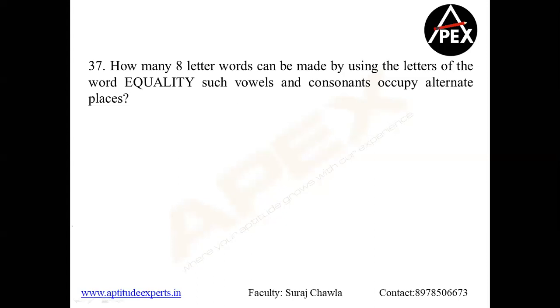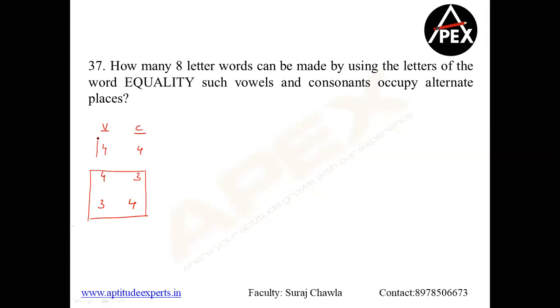So whenever we are looking at alternative positions, remember there are two models here. Let's say I'm talking about vowels and consonants. There will be a model where both of them are equal, or there will be a model where one of them is one less than the other. Let's look at all the three cases. So these two will be dealt together when the number of vowels and consonants are not equal. And if they are equal, then how do we go ahead?